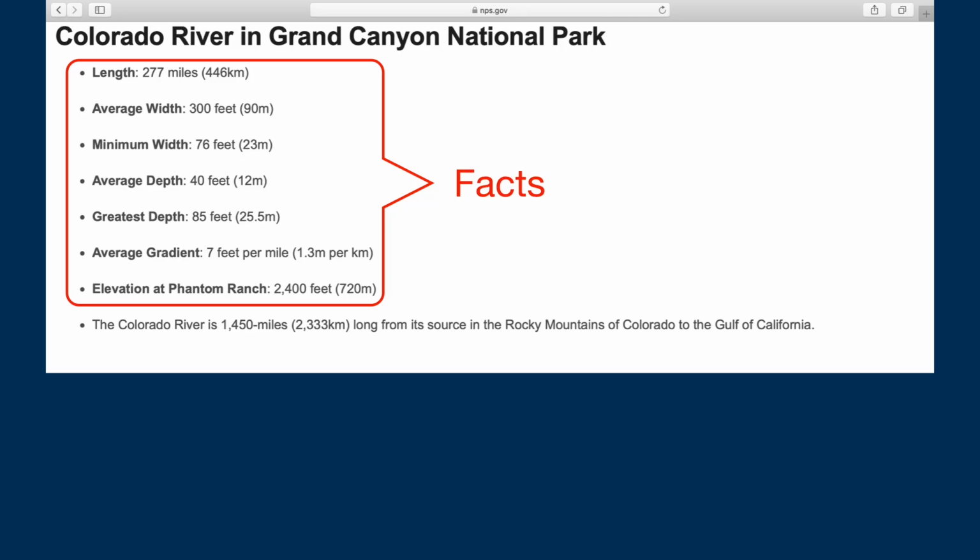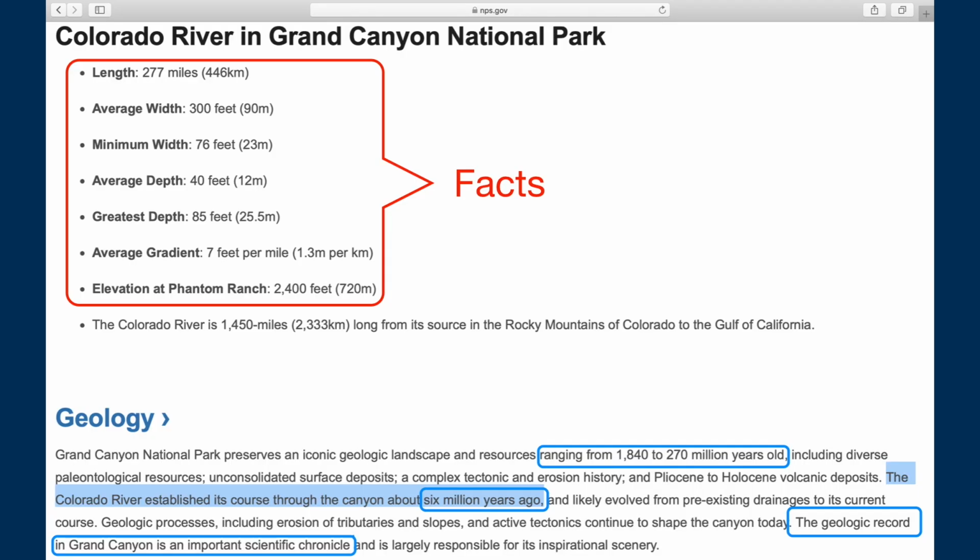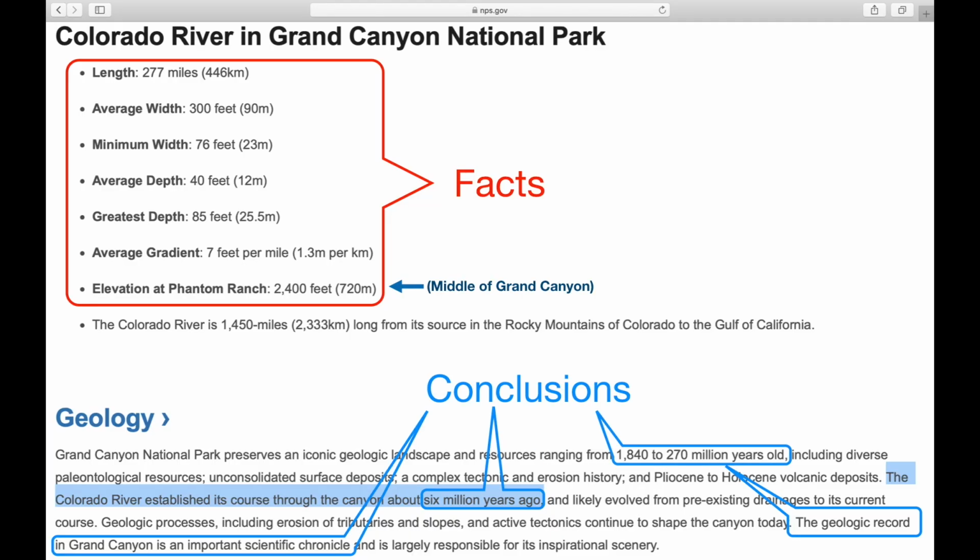And then it's got a gradient of 7 feet per mile. These are facts. You can measure them. Anybody can do it, get the same measurement. Those are facts. But then it goes on to say these millions and billions of years ago, and it's a geological record. These are all conclusions. Those are not facts. Those are not verifiable. You can't go back millions of years.